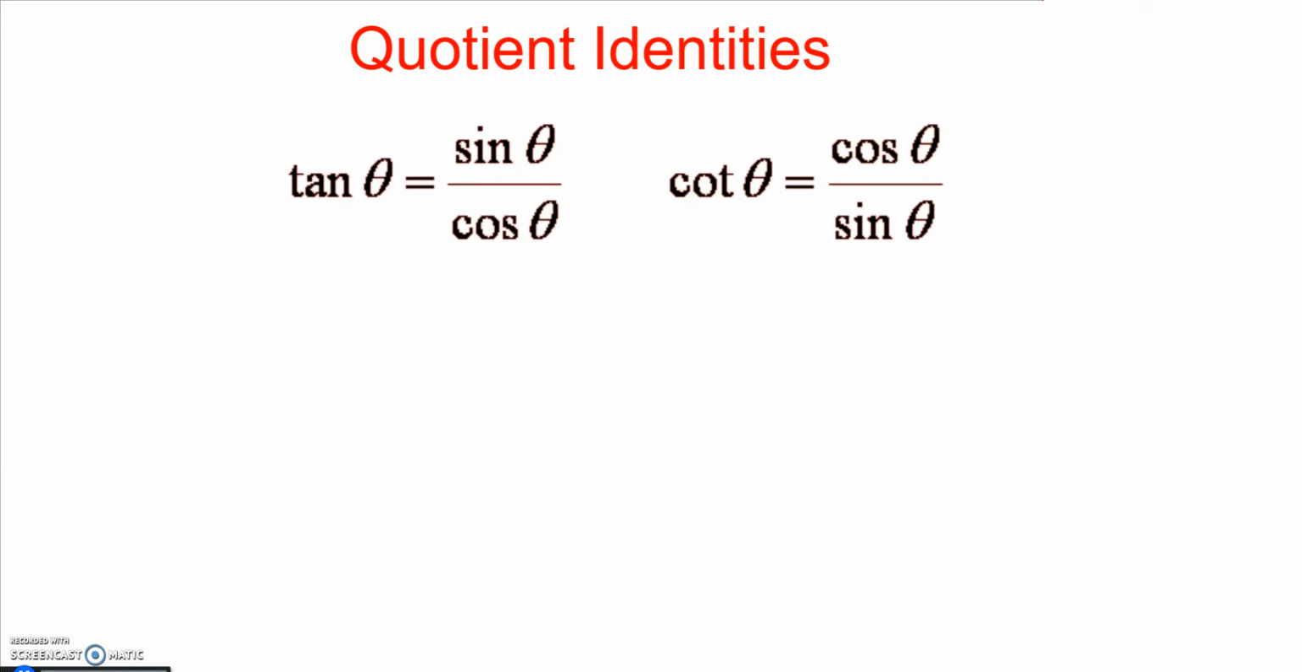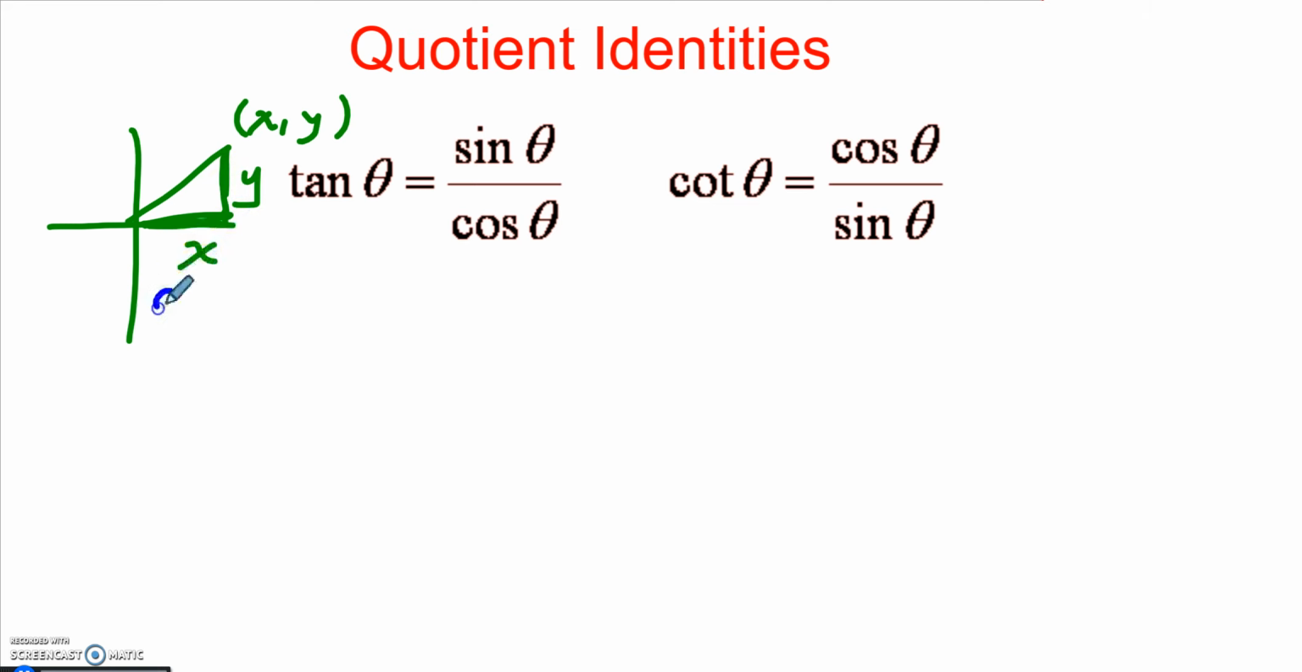The quotient identities is something else you already somewhat know. If you think about all that time we spent on the unit circle, and we had a little right triangle here, we had a point x comma y, and we said that this distance was x, this distance was y, and from Unit 3 we determined that x was also represented by the cosine of theta, y was really represented, or y values, as the sine of theta.